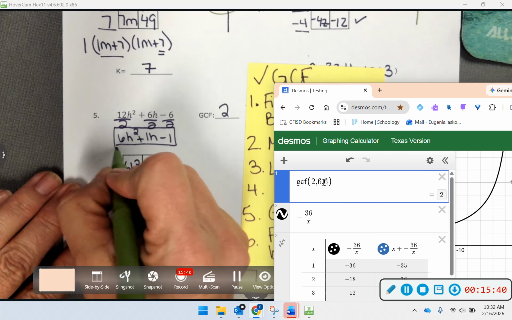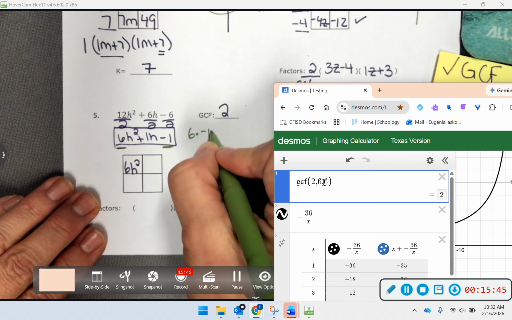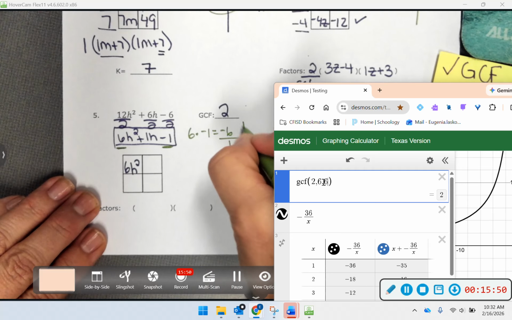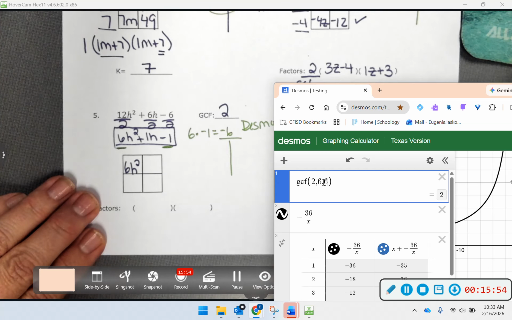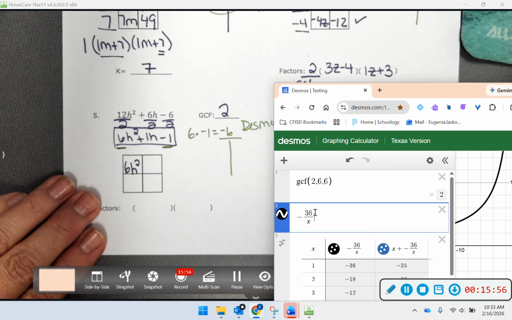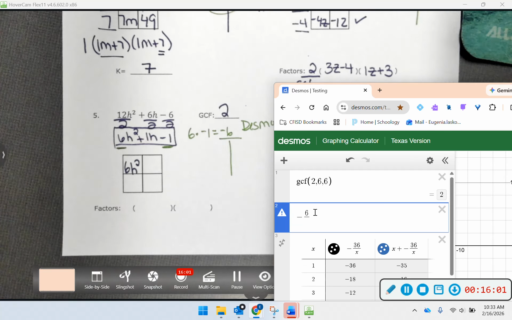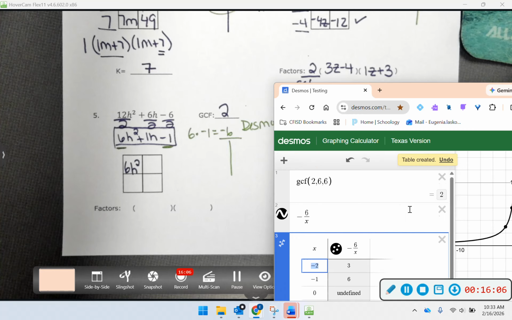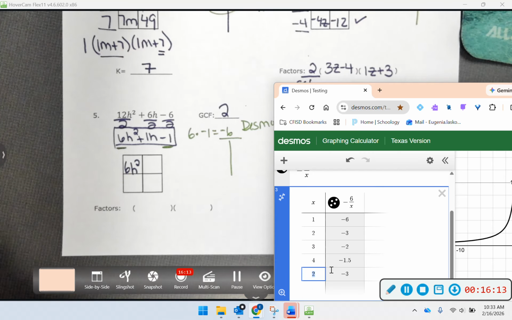I'm going to go multiply the first number times the last number. So 6 times negative 1 is negative 6. I'm going to use my Desmos to go do my factors for me. So we're going to go type in negative 6 divided by x. Okay, and then we're going to turn it into a table to get my factors. Okay, again, I like to start mine at 1. You don't have to do this if you don't mind looking at the negatives, it's totally fine.